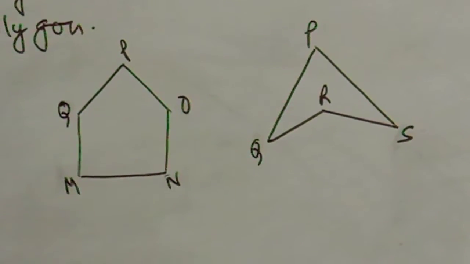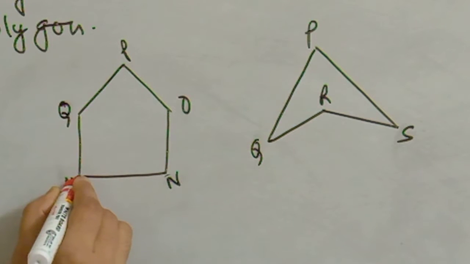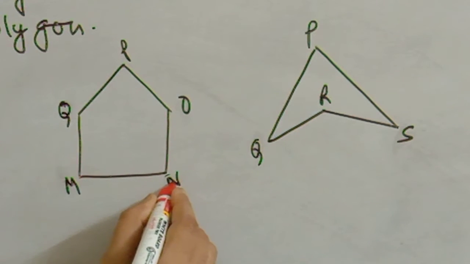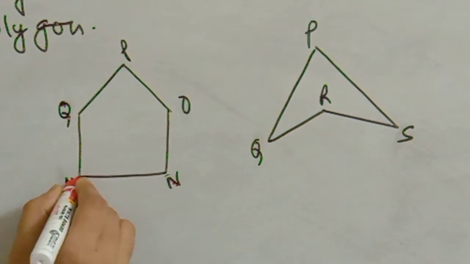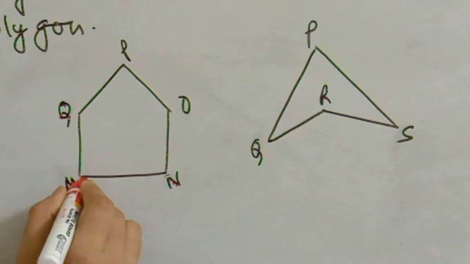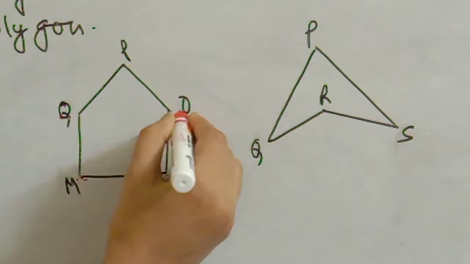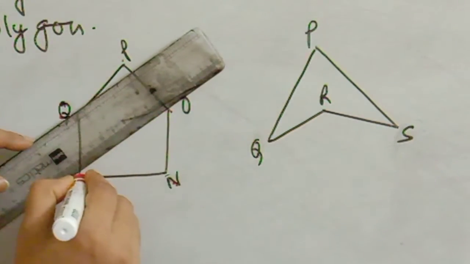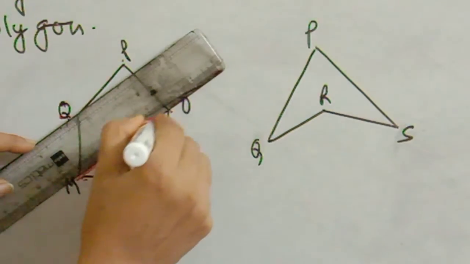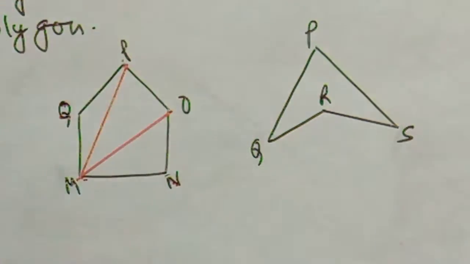Now come to this diagram. It is a pentagon, M, N, O, P, Q. From M, if we start drawing the diagonal, then I will not consider N because it is consecutive, and I will not consider Q also, it is a consecutive vertex. So the two non-consecutive vertices from M are O and P. So we have to join these two vertices from M.